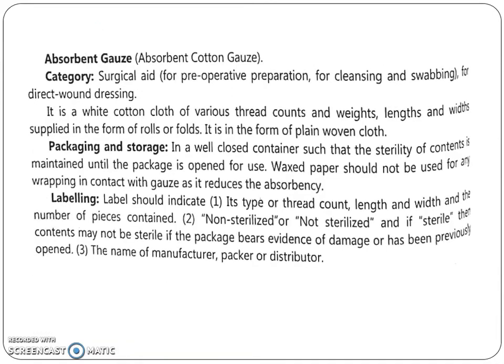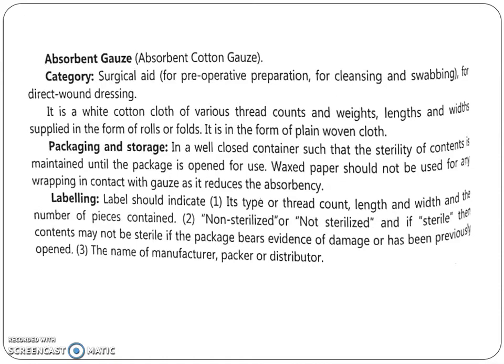Then absorbent gauze or absorbent cotton gauze. Category: surgical aid for pre-operative preparation, for cleansing and swabbing, or for direct wound dressing. It is a white cotton cloth of various thread count, weight, length and widths, supplied in the form of rolls or folds. It is in the form of plain woven cloth.